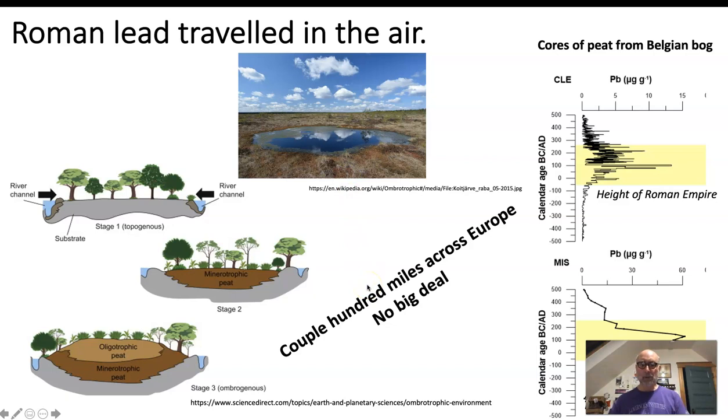Scientists in Belgium went to one of these bogs, a couple hundred miles across Europe from where most of the Roman smelting was going on. And they took cores, so they stuck a metal pipe down through the bog, meters of material. They brought that out, they brought it back to their lab, they chopped it up into little pieces, and then they measured using an instrument called an ICP-MS.